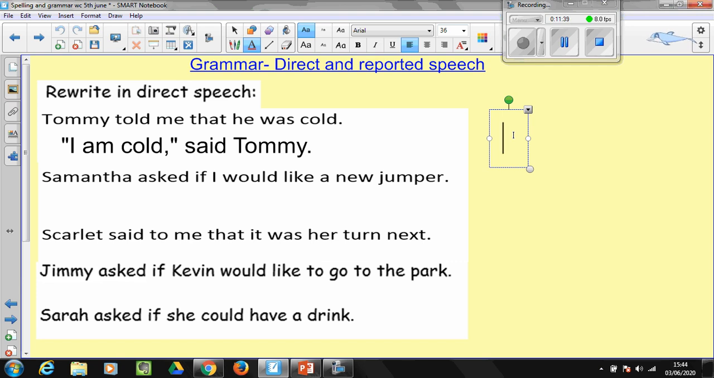Sarah asked if she could have a drink. Speech marks, capital letter, you might have can or could. Can I have a drink? Question mark, closing speech marks, Sarah asked. It's really important when you're turning it into direct speech that you still remember all the punctuation and the speech rules, otherwise your answer won't be correct.